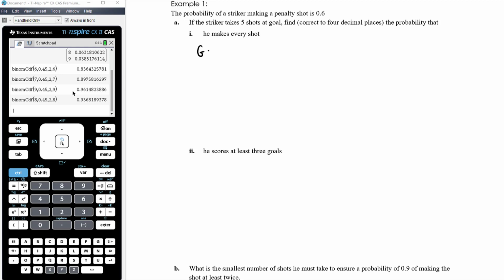So let's make G the number of goals scored. He takes 5 shots, so G is a binomial variable, n is 5, and the probability of success on any given shot is 0.6. So set up your distribution, define your variable if it's not already defined in the question, and define how it's distributed. Then we want part 1, the probability he makes every shot.